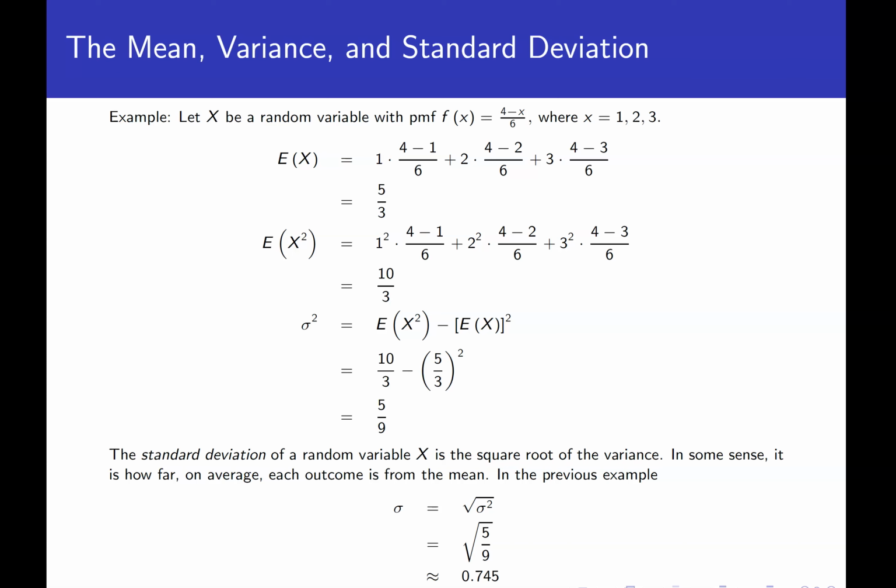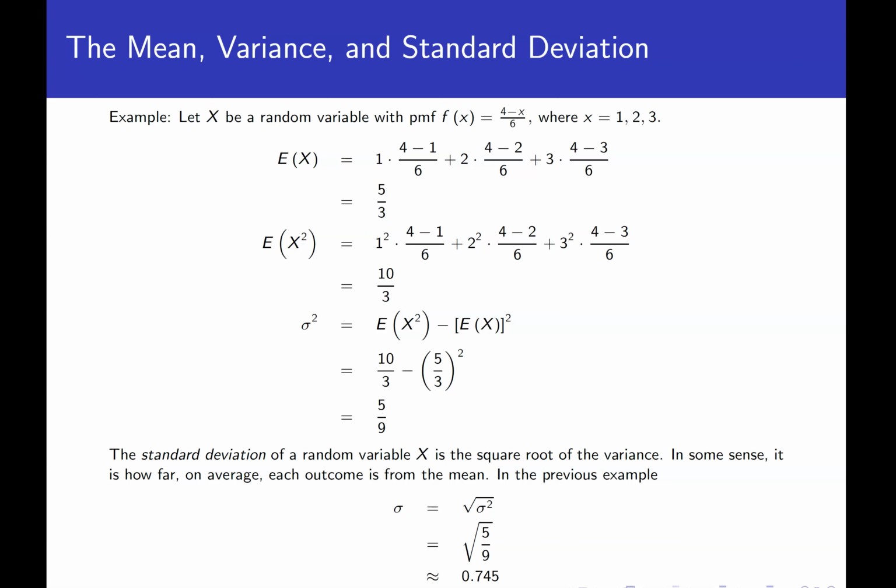I said in some sense, this is an average value of how far each outcome is from the mean. If you actually did 1 minus 5/3, 2 minus 5/3, and 3 minus 5/3, well, that's 2/3 apart, that's 1/3 apart, and that's, oh sorry, 4/3 apart. You should get an average that's a little bit bigger than this 0.745, I believe. So it's not exactly the average, but it's close.